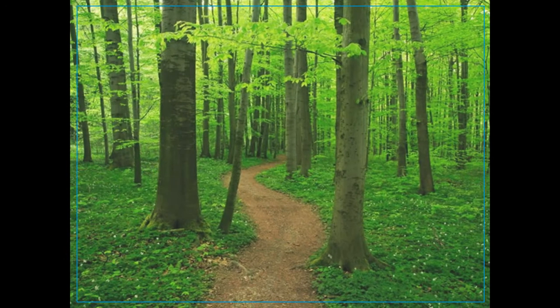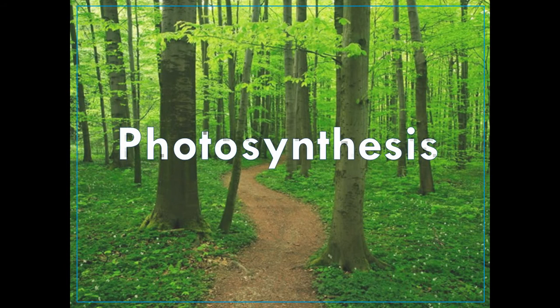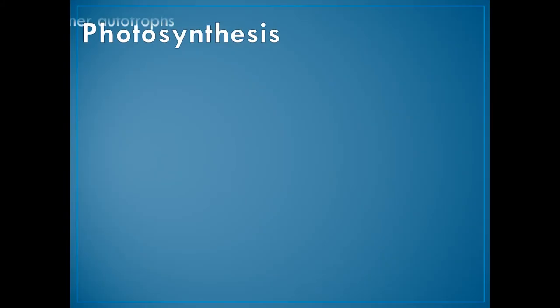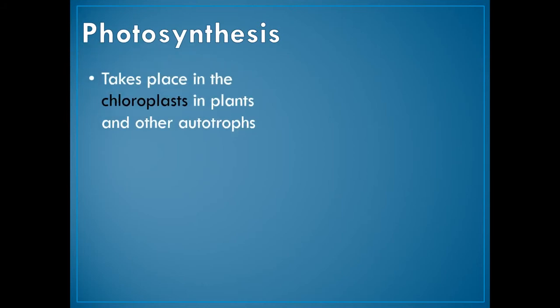Okay, let's start talking about the first of our two processes that deal with energy in living organisms, and that first thing is called photosynthesis. Hopefully you are a little bit familiar with what photosynthesis is from other years in school. Photosynthesis takes place in the chloroplasts in plants and other autotrophs. Remember, an autotroph is something that makes its own food.